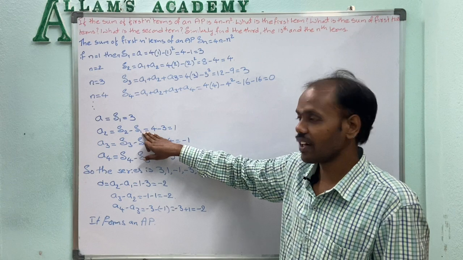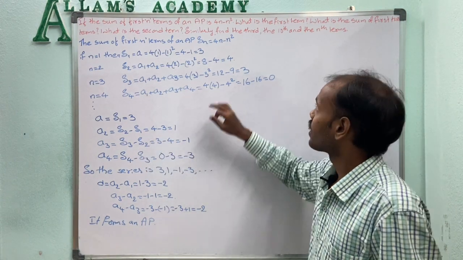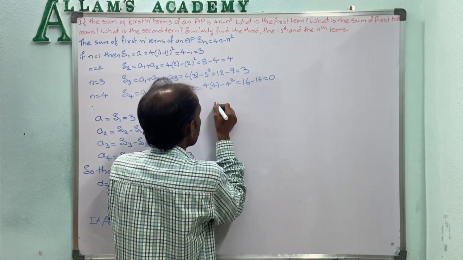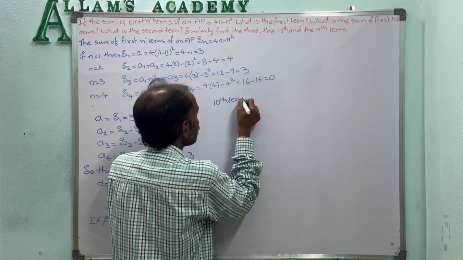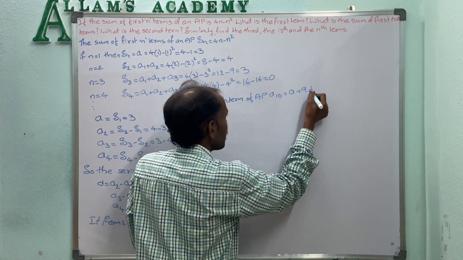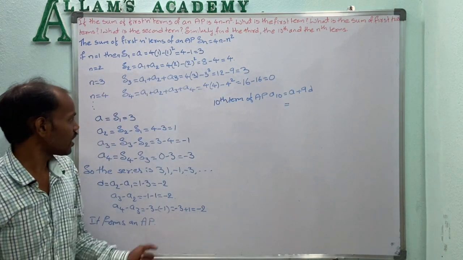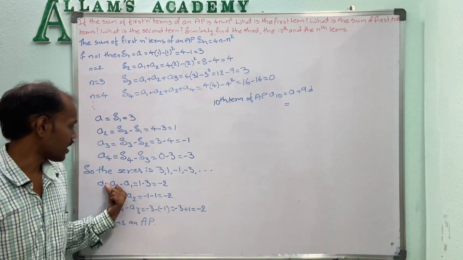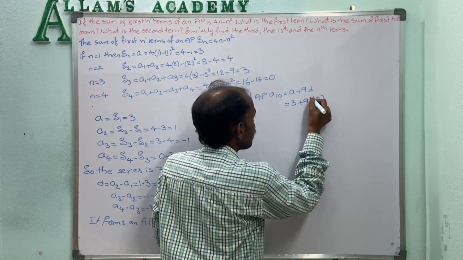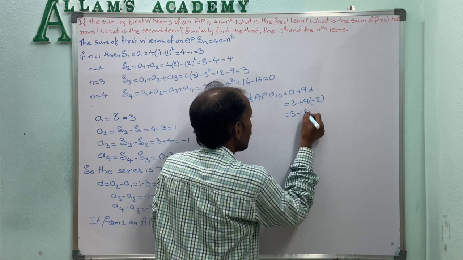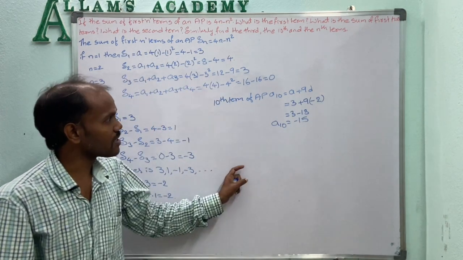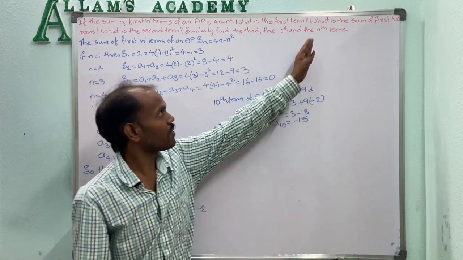Now we are asked to find the first term, second term, third term, 10th term and nth term. Here we found the second term is 1, the third term is minus 1. Now find the 10th term. The 10th term of the arithmetic progression, A10, is equal to A plus 9D. Here A equals 3 and the common difference D is minus 2. So 3 plus 9 into minus 2. 9 into minus 2 is minus 18. So 3 minus 18 is equal to minus 15. So the 10th term of this arithmetic progression is minus 15, and we are also asked for the nth term.